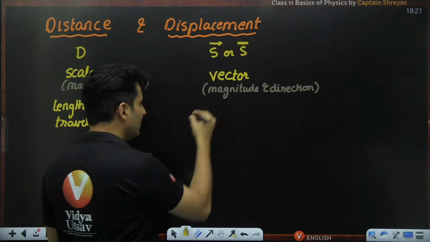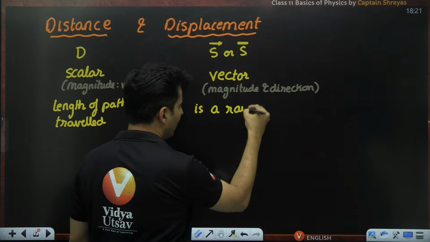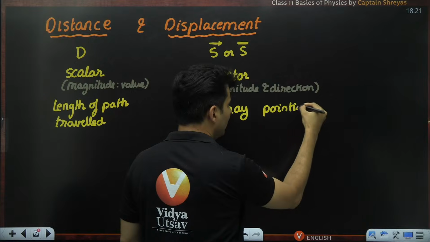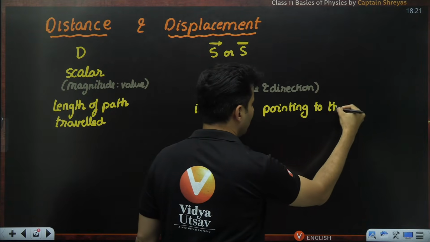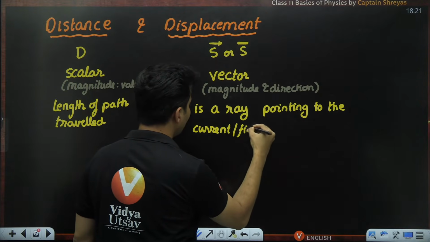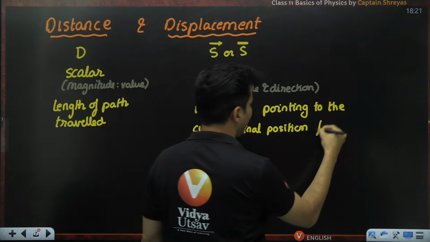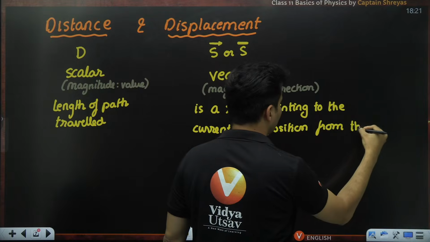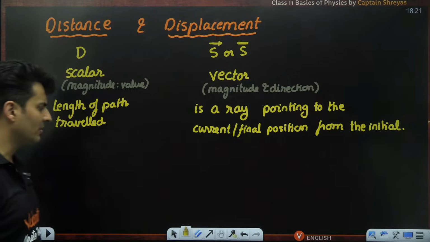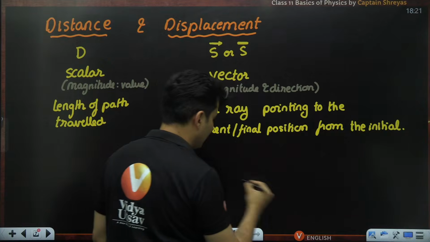Whereas displacement is a ray pointing to the current or basically the final position from the initial position. So you might be wondering, what is this, sir? Please explain. Don't worry, I will explain it.